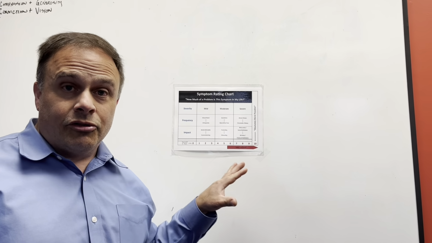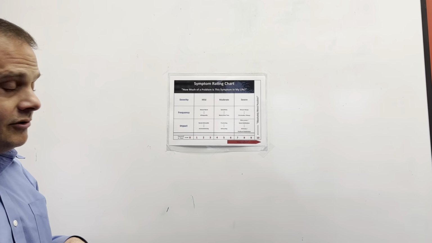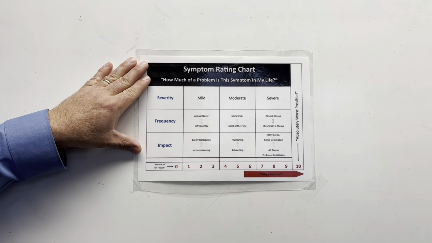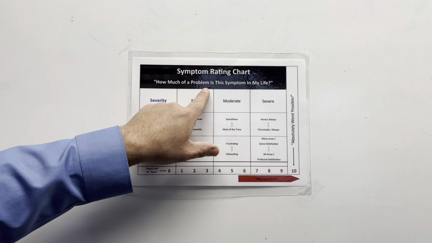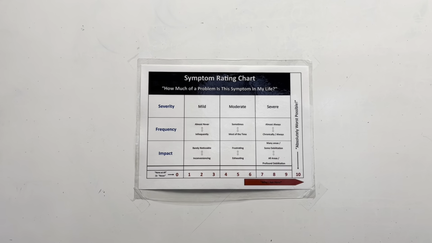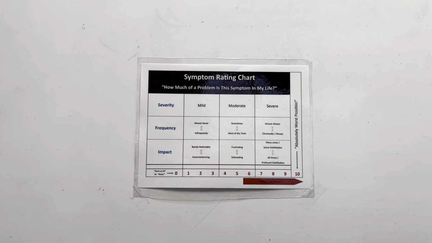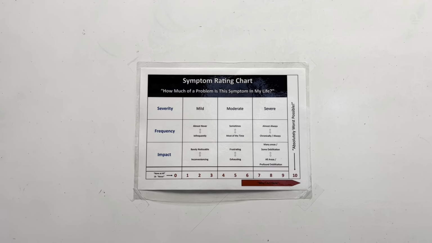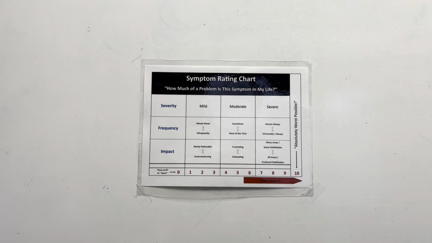So you're about to go through a list of about 100 symptoms. And for each one of those symptoms, here's what I want you to do. Use this chart and answer the question, how much of a problem is this symptom in my life? Now, that's the fundamental question. And sometimes people will ask, well, what do you mean? If you just simply ask that question of the symptom again, oftentimes the question resolves itself.